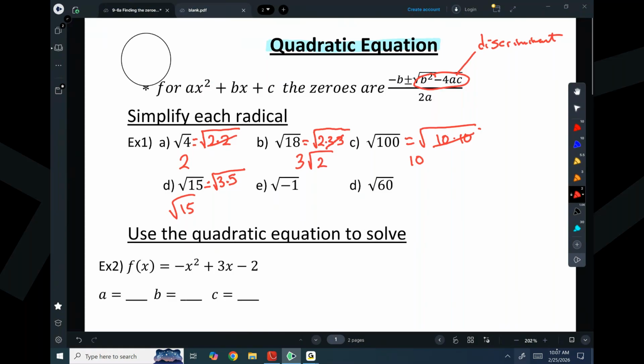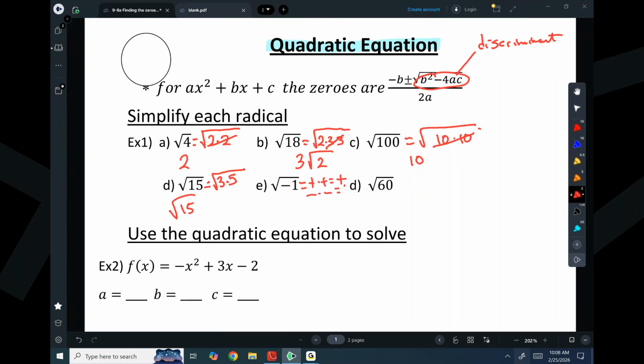It actually tells you how many answers the question has. If the discriminant is greater than 0, then it's going to have 2 answers. If it's equal to 0, it has 1 answer. And if it's less than 0, it has no answers. So let's go back. Why would that be true? If you do the b squared minus 4ac part and you get a negative number, like negative 1, what number times itself makes negative 1? Nothing.